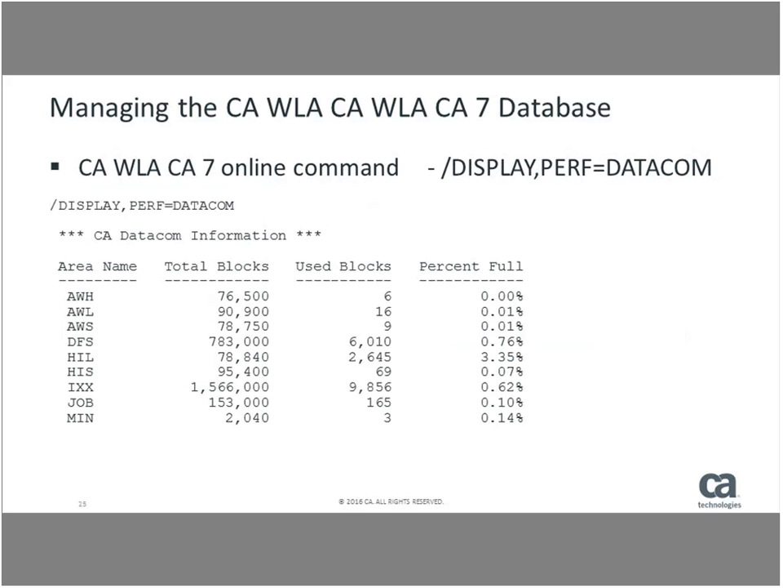You can also do an online command in CA7 by typing /display, perf equals Datacom, and you will see right here, you will see that it'll show the different percent full also. So this one, if you don't want to wait till midnight to come out, you can go ahead and do it online.